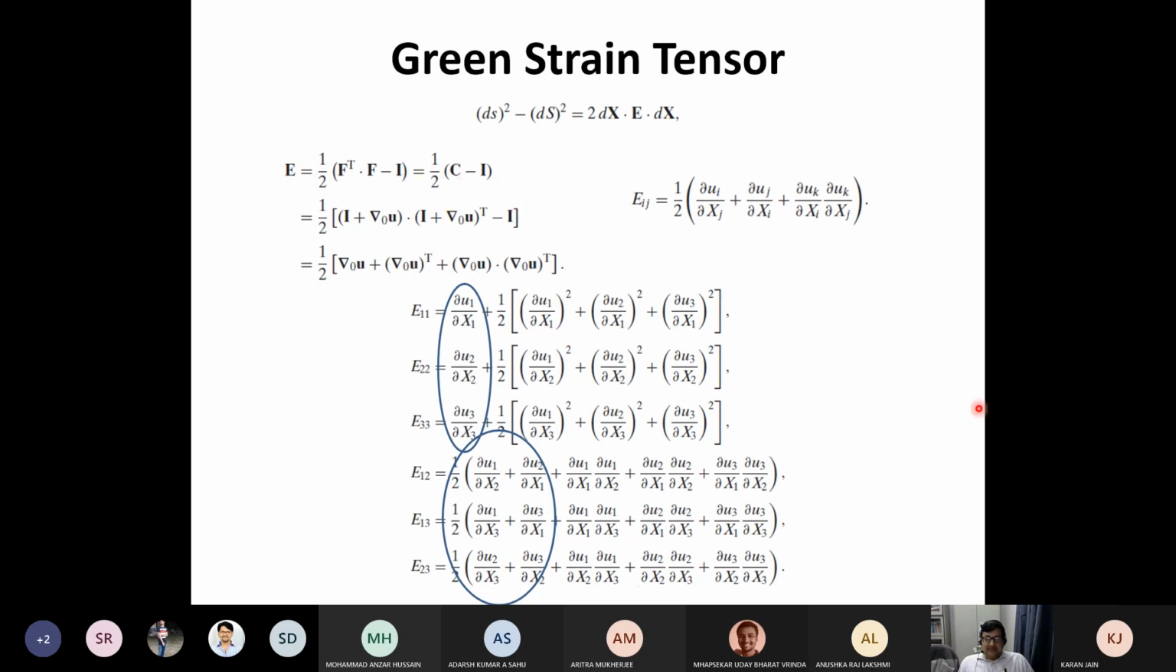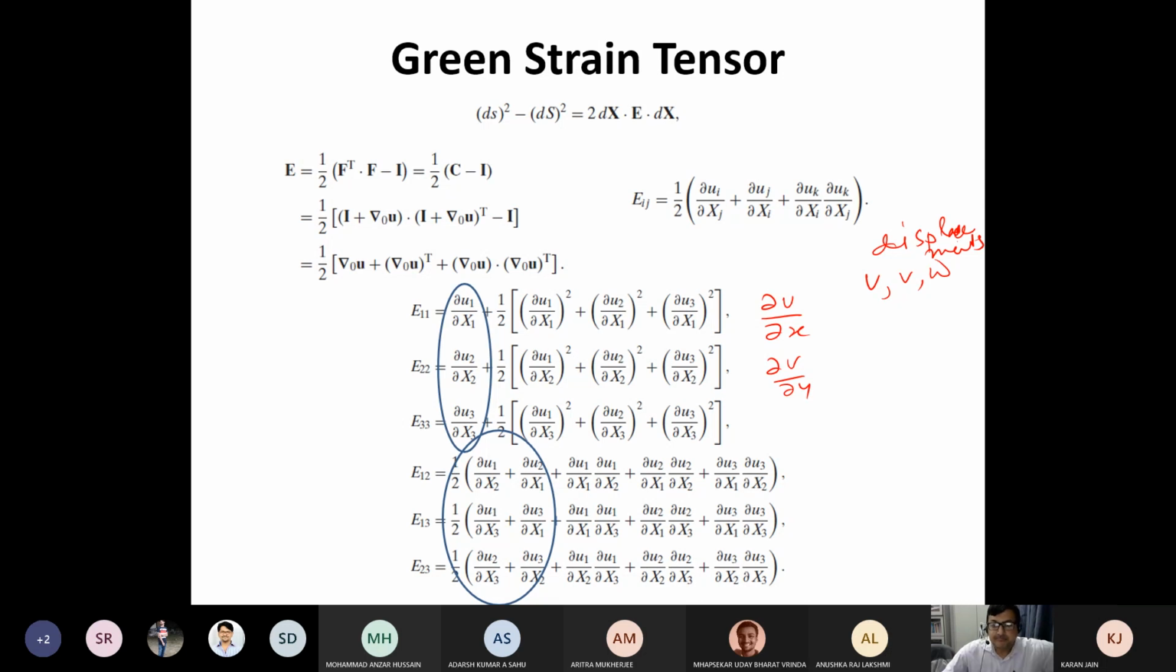Now if you expand it, you will find, say, what is this particular term? If I write E11, what is this? This is equivalent to del u by del x. This is equivalent to del v by del y. Here I am talking about u, v, w, all are displacements. So here I am talking about a displacement matrix. It can also be extended to the velocity matrix.